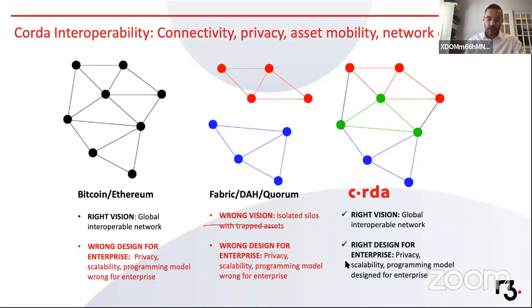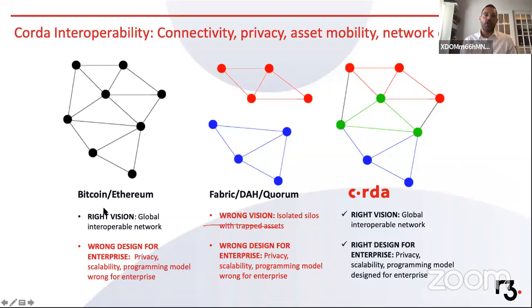I think our position, broadly speaking, is that intra-platform interoperability, in other words, the ability for two applications written on the same platform to talk to each other, is a precursor to inter-platform interoperability. So the idea that two applications built on Fabric or on Quorum or on DA can talk to each other first is a prerequisite to Fabric talking to Corda. And that's kind of the approach that we've taken.